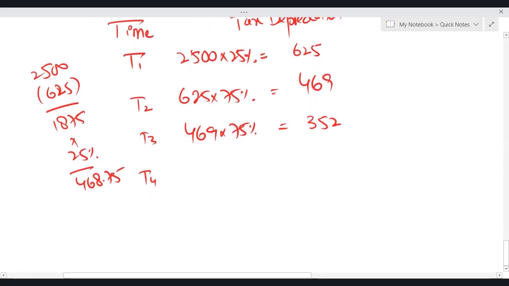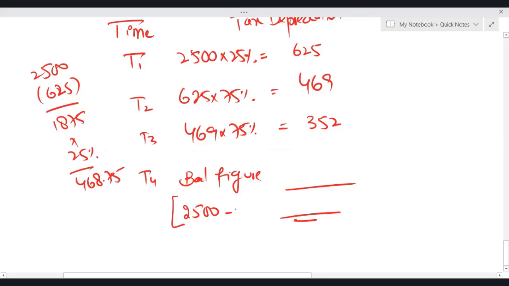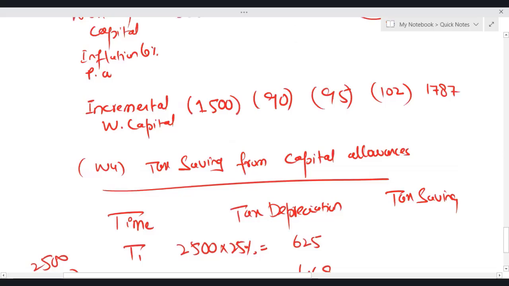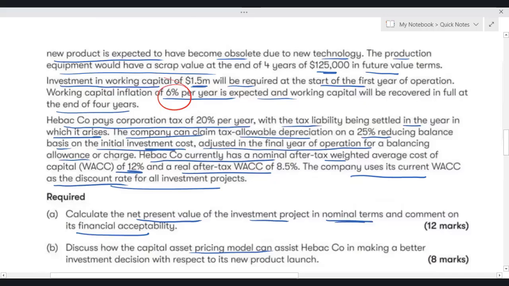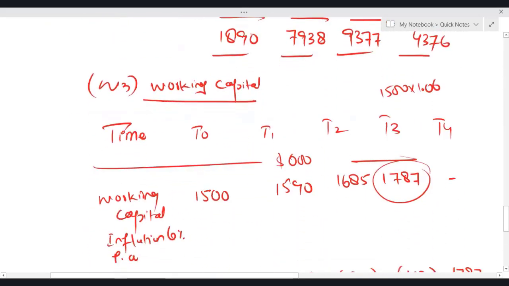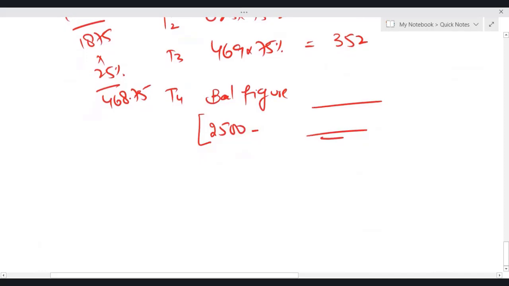In the last year, students, we always take the balancing figure. How do we calculate the balancing figure? Cost, which is 2,500, minus the scrap value. Examiner has given us the scrap value. Scrap value is 125.